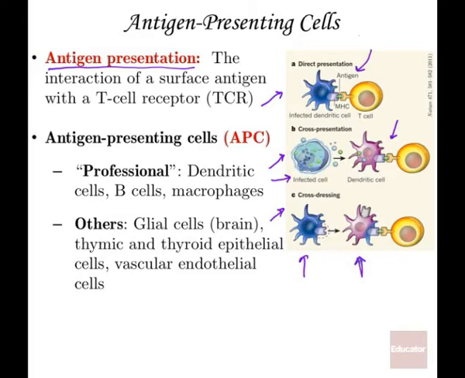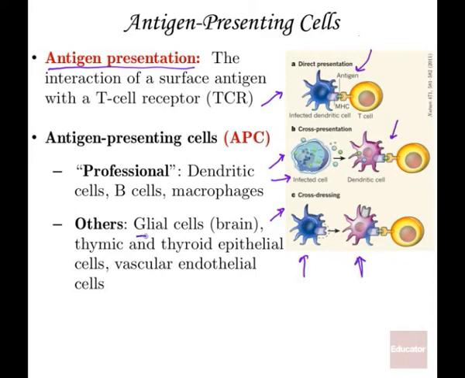So there are certain cells that are dedicated, and those are considered professional. They're dedicated to presentation of antigens, and these cells include the dendritic cells, the B cells, and the macrophages. Now, these three cells also engage in other processes, but in relationship to the T cells, these cells are always recognized as antigen-presenting cells. However, we can have other cells present antigen as well.